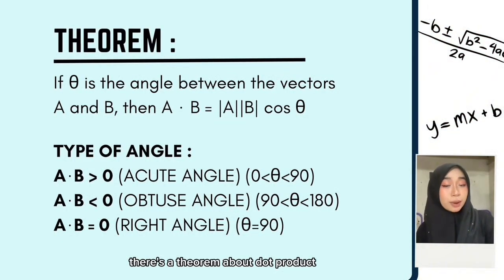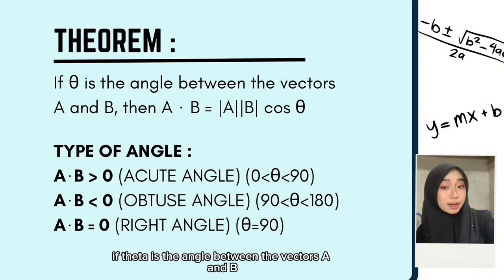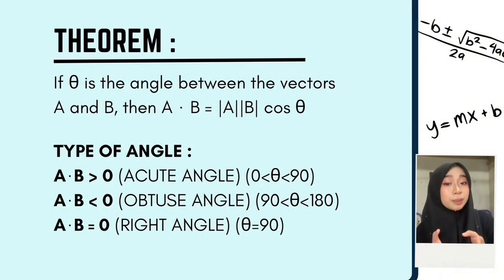There's a theorem about dot product. If theta is the angle between the vectors A and B, then A dot B equals modulus A multiplied by modulus B multiplied by cos theta.